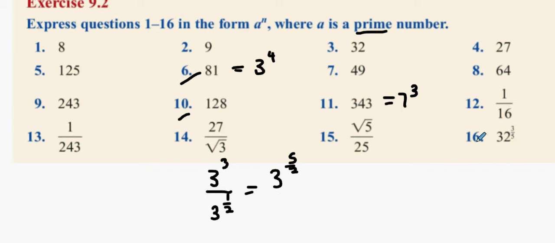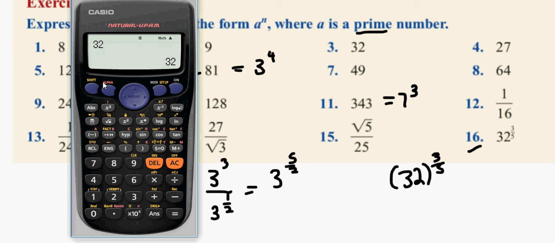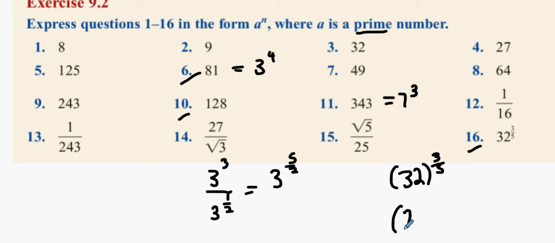Now guys, you might be asked 16 then. And 16 is the same thing as 32 to the power of 3 over 5. What can I change 32 into? Let's look at 32. The 32 part, shift fact. 32 is 2 to the power of 5, to the power of 3 over 5.